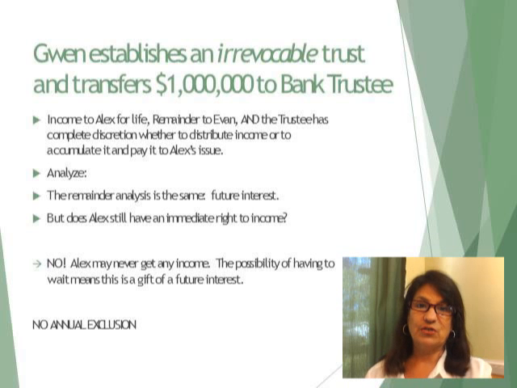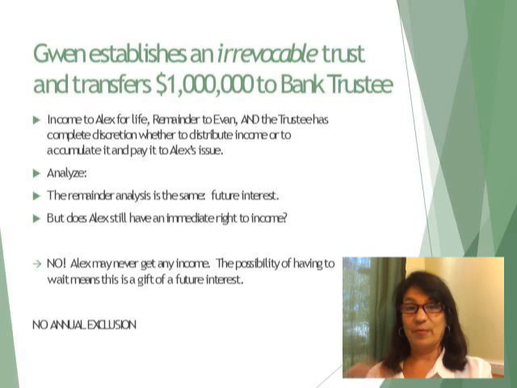Okay, now change this a little bit. Same as before, income to Alex, remainder to Evan, but the trustee now has complete discretion about whether to distribute income or to accumulate it and pay it to Alex's issue. Okay, the remainder is the same. That's still a future interest. No change. But what about Alex? He still has the income interest, but he might not ever get any. The trustee has discretion to accumulate it. And that means that this is a gift of a future interest. Notice that it is still a completed gift to Alex, but there's no annual exclusion. That's what's at stake here.